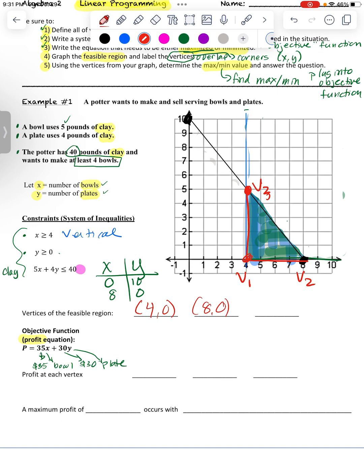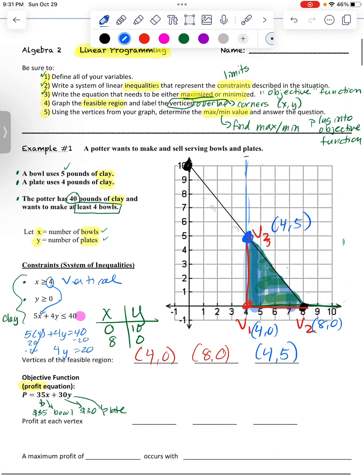Okay, and then here, if I am not sure where they cross, I could go back and remember that, hey, I know how to solve these. They told me that x is 4, so I'd have 5 times 4 plus 4y, and I'm trying to figure out when that would equal the 40. This will be 20, which I can take away. And I'd end up with 4y equals 20. So y is 5, which is where that crosses, and that actually looks like 4 or 5. So these are my coordinates for the 3 vertices.